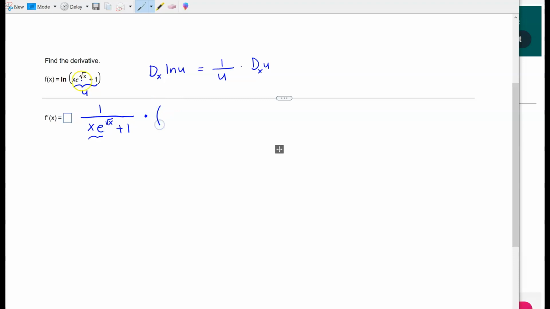So times, you copy x first, and then differentiate e to the square root of x. The derivative of e to the square root of x is just e to the square root of x times the derivative of square root of x, which is 1 over 2 square root of x. Plus, then you copy e to the square root of x times the derivative of x, which is 1. And then plus the derivative of 1, which is just 0. So enclose that. And that's it. That's the answer.